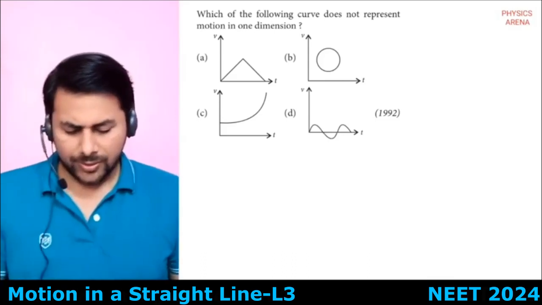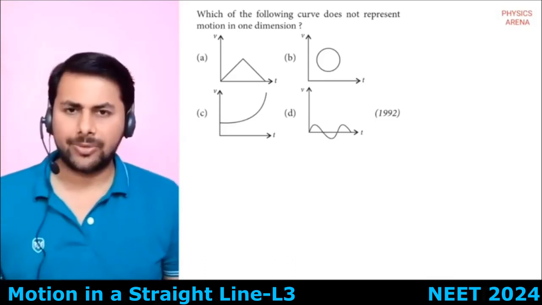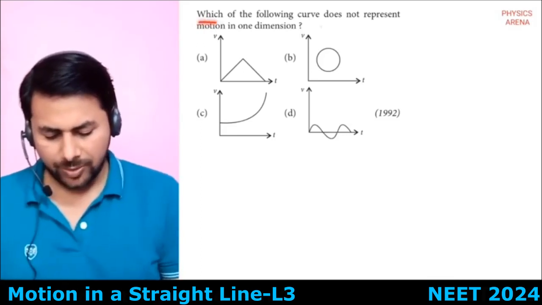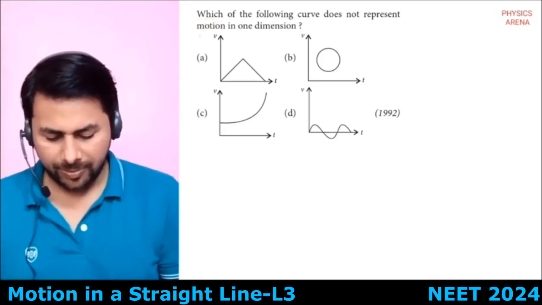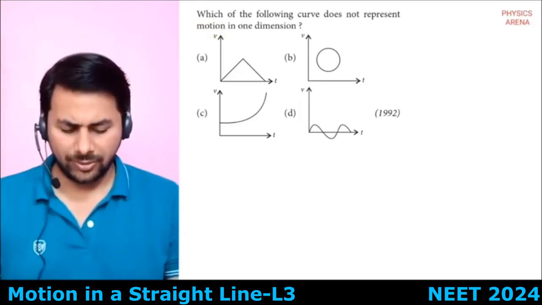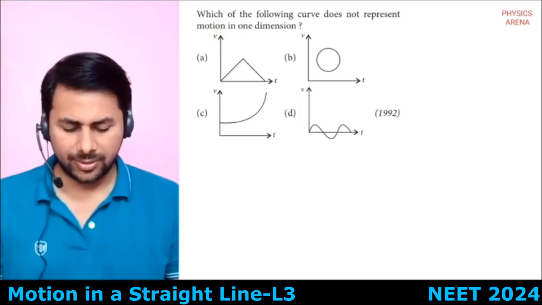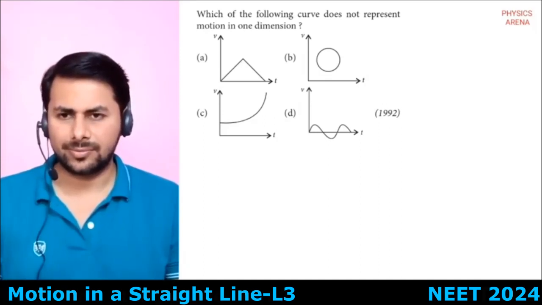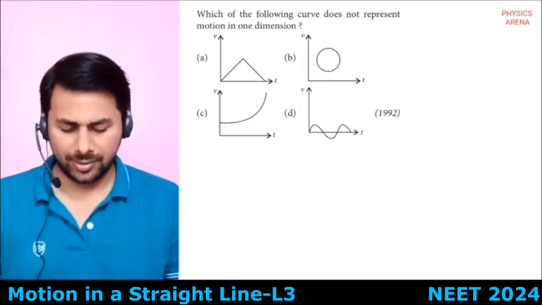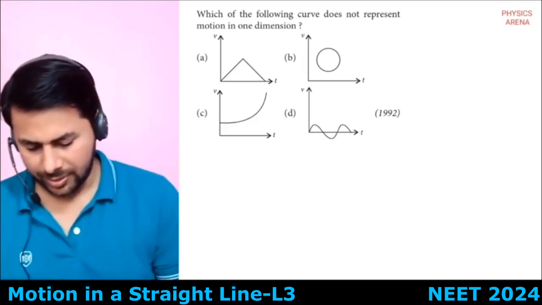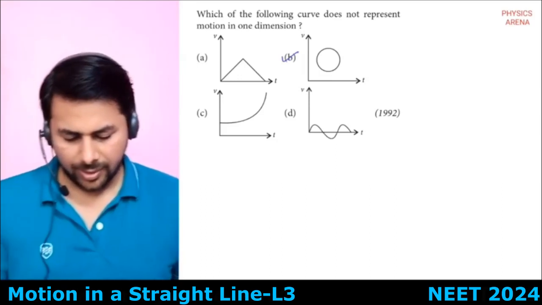Now let us see some questions. Which of the following curves does not represent motion in one dimension? Can you guess? Option B, sir. Why? For the same time there were two velocities, right? So it is option B.